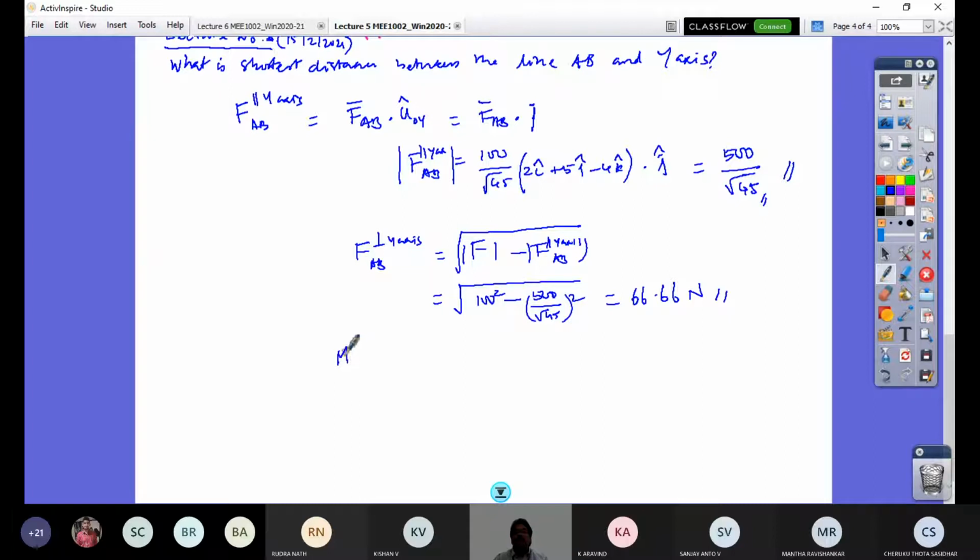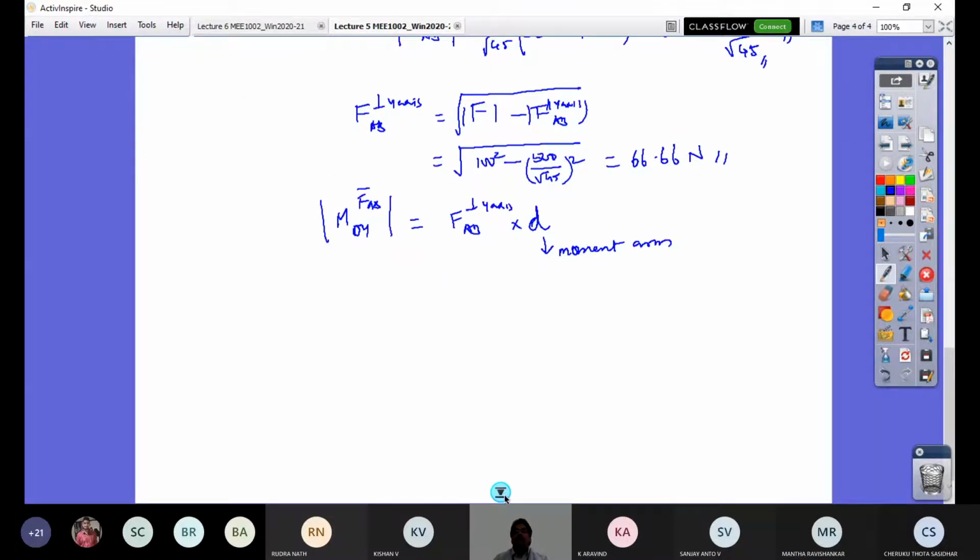The modulus of moment of this force about OY axis, for this force FAB, its modulus would be given by FAB perpendicular to y-axis and moment arm, that is the shortest distance, where here I call this the moment arm. So I would be able to find out now this value. So what is the magnitude of this moment?